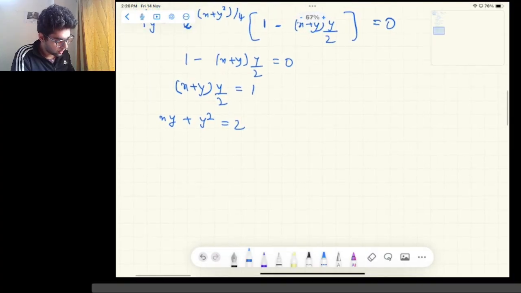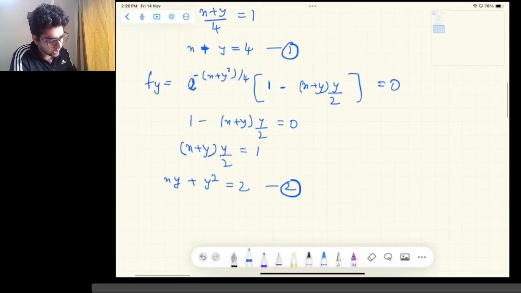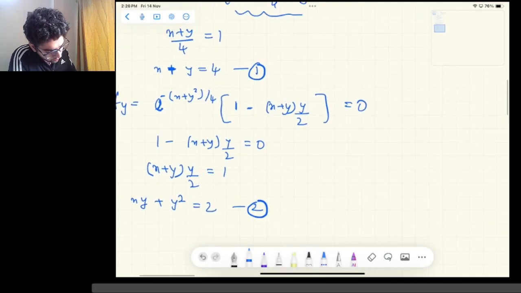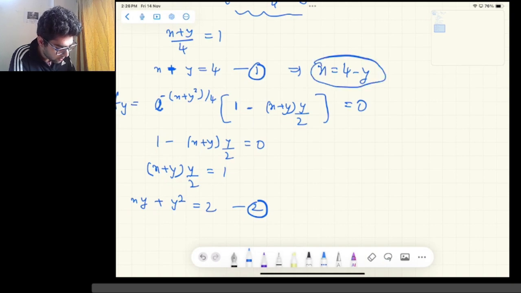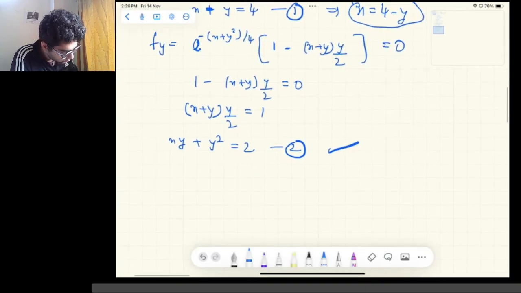Right. So now this is our second equation. What I can do is find the value of x from this equation. If I just find the value of x from this equation, I'll be getting x is equal to 4 minus y, and I can substitute this expression back into this second equation, right? I can do that.